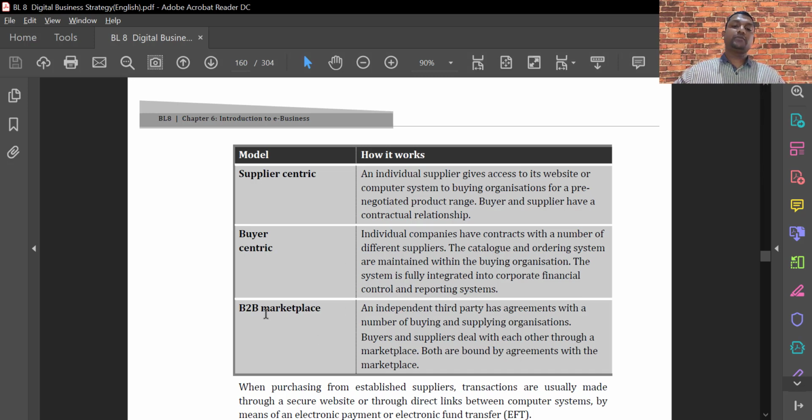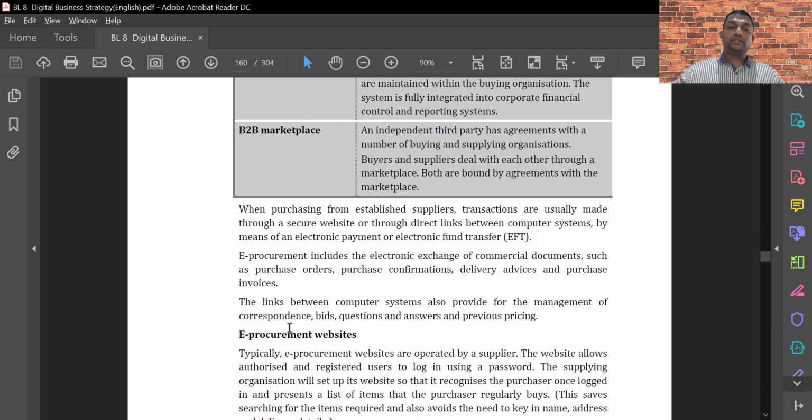And business to business marketplace, again an independent third party. This has to be pre-agreed, and only people who have a relationship with each other can register. So the business to business marketplace is not open, but a number of buying and supplying organizations have agreements so that they can buy on this platform, right? So all the buyers and sellers have pre-agreed contracts and agreements. So this is how it works.